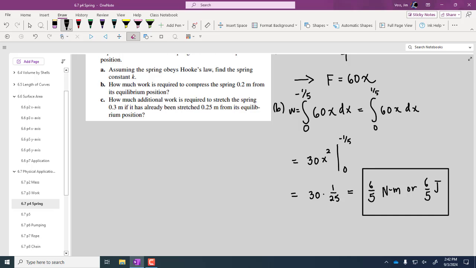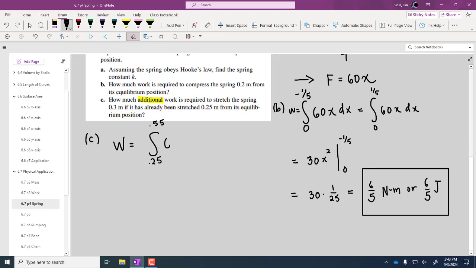All right, let's take a look at C. So C says how much additional work is required to stretch the spring 0.3 meters if it has already been stretched 0.25 meters. We don't know anything about how much work it took to stretch it to 0.25 meters. We want the work done in taking it from 0.25, that's where it's starting, and we want to stretch it another 0.3, so our terminal x value will be 0.55. If our x position is 0.25 and we stretch it another 0.3, that's going to put it at 0.55.